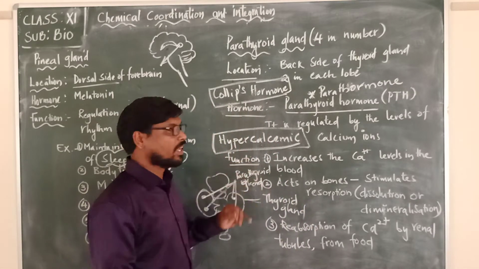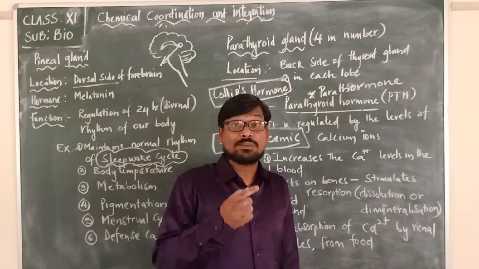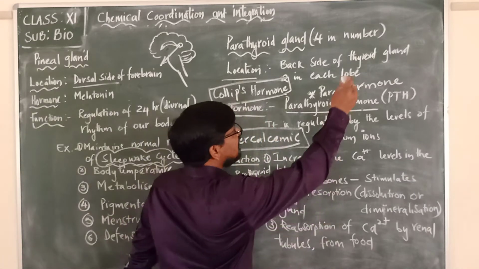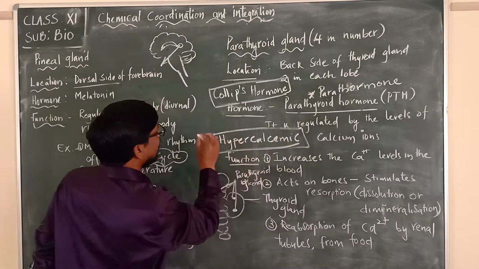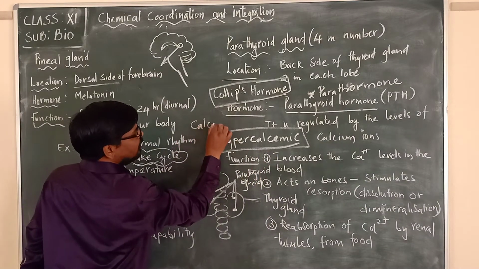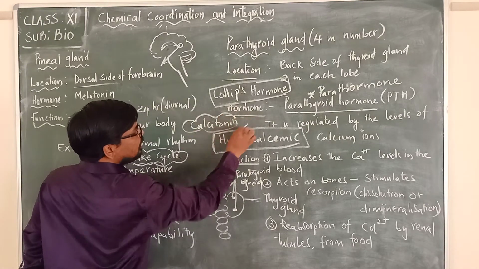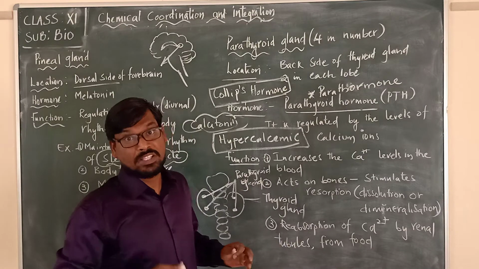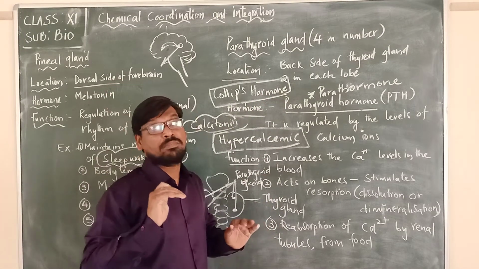It's very important. This hypercalcemic hormone functions against another hormone called calcitonin, which we studied. Calcitonin will decrease the amount of calcium in the blood, but here Collip's hormone is increasing the calcium in our blood.